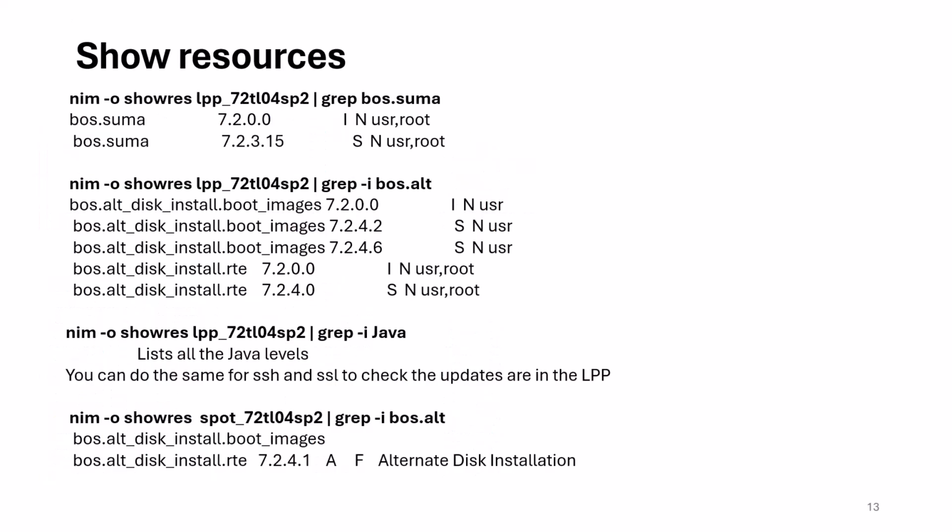On this slide I'm just showing you how to check resources for different levels. So I was checking the LPP for bos.suma, for the bos.alt, and I was also checking the Java levels that it was going to install. And then at the bottom I'm checking the spot to make sure that I have the bos.alt_disk_install images that I need in there as well.